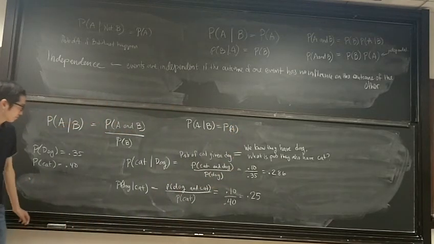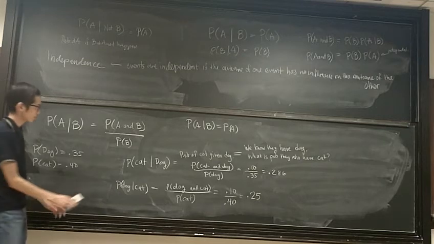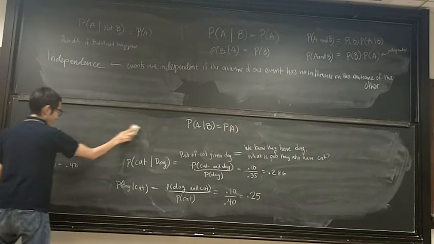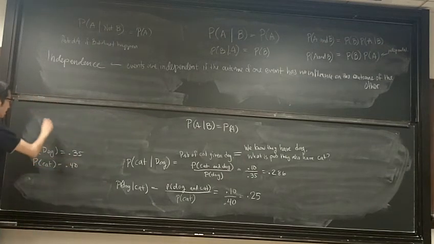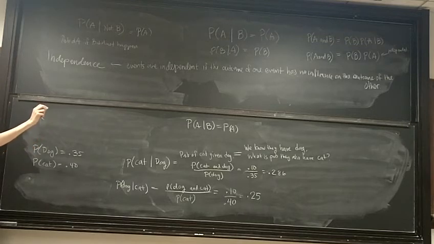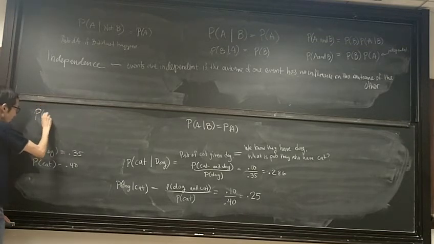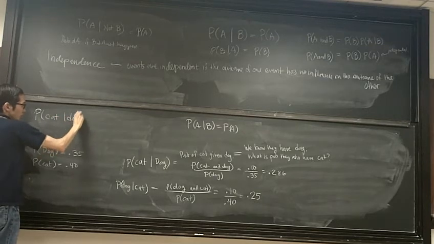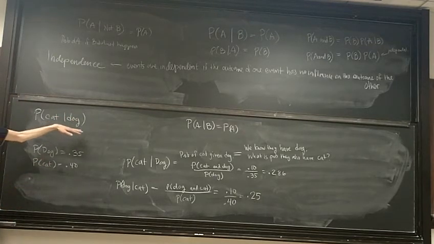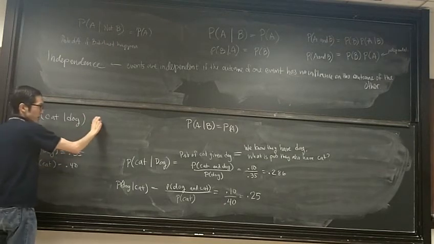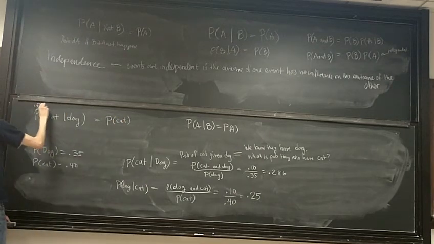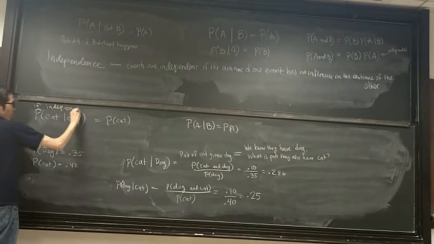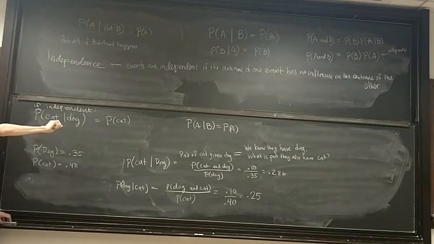Is that true when it comes to cats and dogs? No. So what would I write to check this? Probability of cat given dog. It doesn't matter, we could have said dog given cat. And if they were independent, this should equal what? Probability of cat. If they're independent, this would hold true.